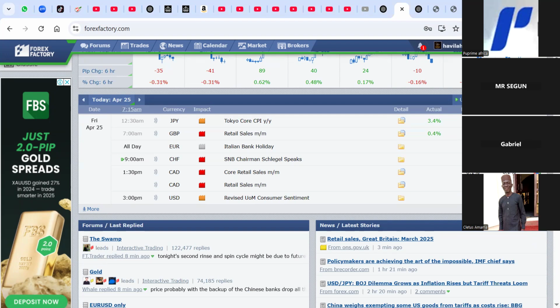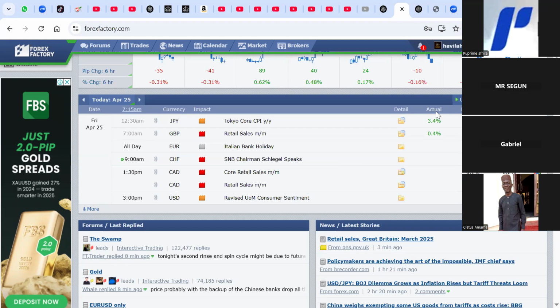There'll be an Italian bank holiday and it's going to be an all-day event. That could impact the euro pairs, so trade euro pairs with caution. At 9 a.m., there'll be SNB Chairman Schlegel's speech from Switzerland that could impact the CHF pairs. I will not encourage trading this because it's a speech. We don't have any actual or forecast data for it, so be careful trading it. But most importantly, it means trade with caution around the CHF pairs.